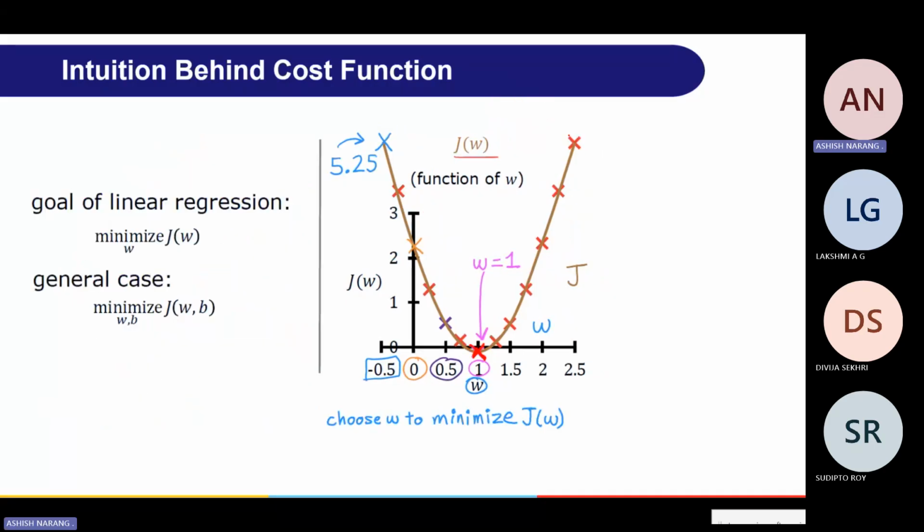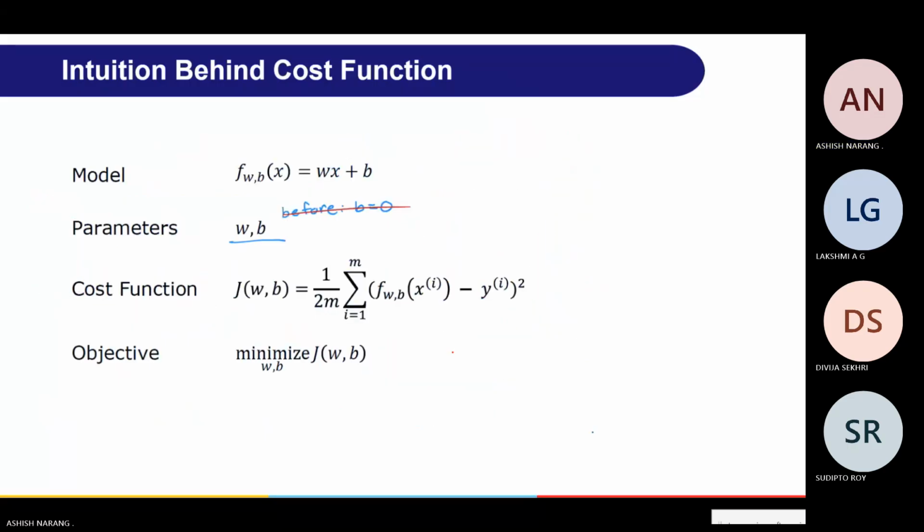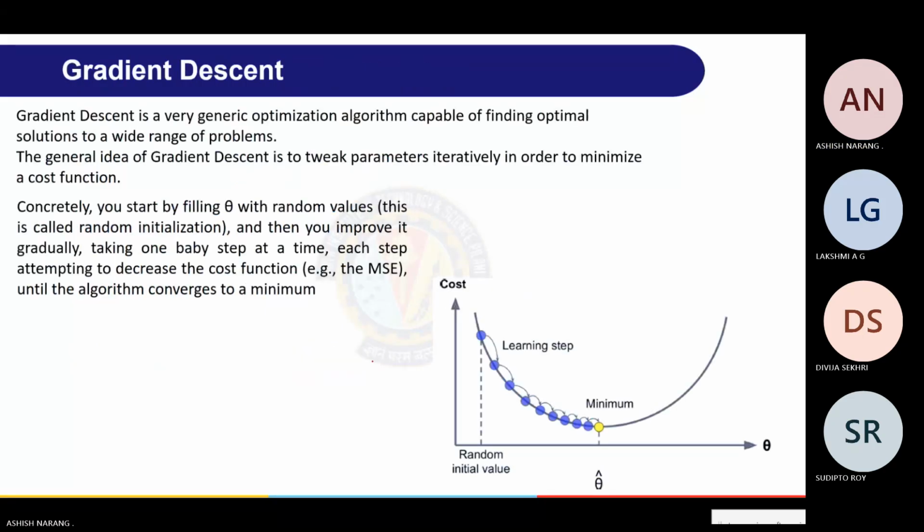So the goal of linear regression is to minimize this J(W) portion. In the general case, I talk about J(W, B), which has a minima at this particular point. So how do we go about it? This is what we have already seen. We want to minimize this. There is an approach known as gradient descent, which is very practical and widely used in machine learning. It's a very generic optimization algorithm capable of finding optimal solutions to a wide range of problems.